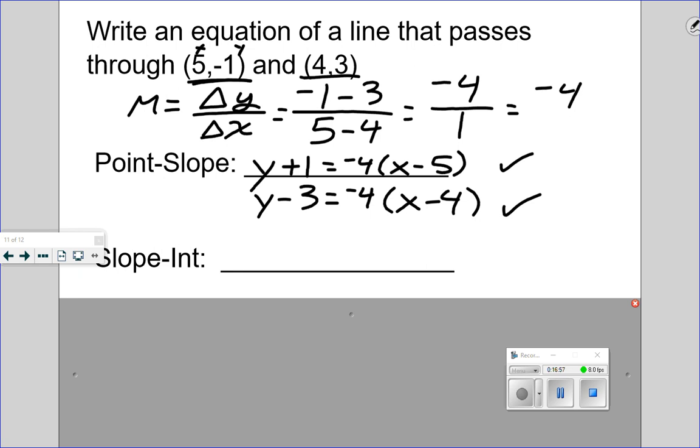Regardless of which equation or formula you used, your slope-intercept form of the line would be y equals -4x plus 19. So that's your slope and your y-intercept. Your slope is -4, we knew that already. Y-intercept is 19.